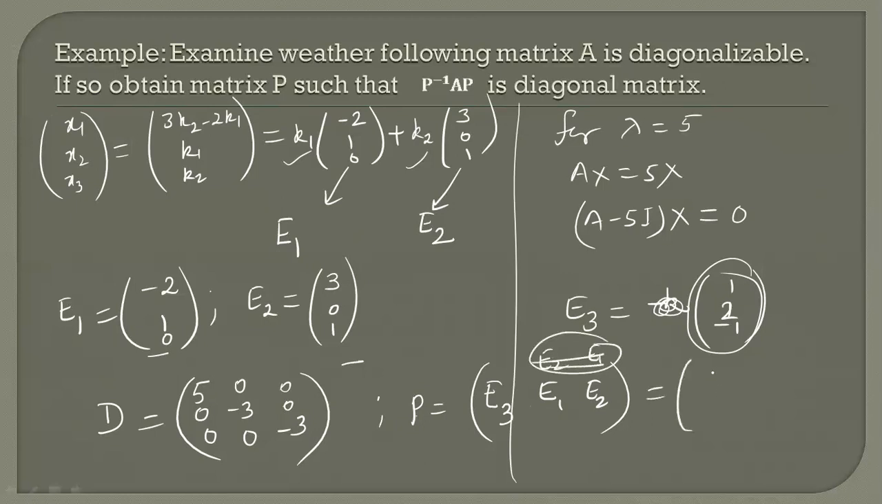So what will be the P matrix? E3 is 1, 2, minus 1. And E1 is minus 2, 1, 0. And E2 is 3, 0, 1. So this is your P matrix, that is called the similarity matrix. This is your diagonal matrix.